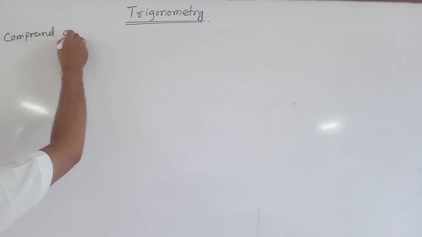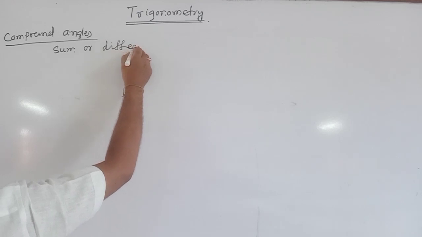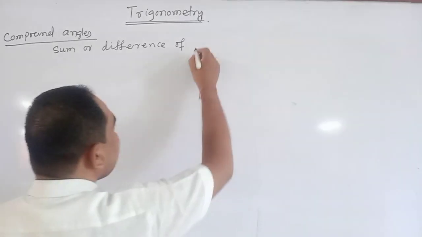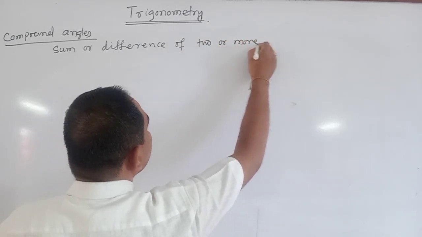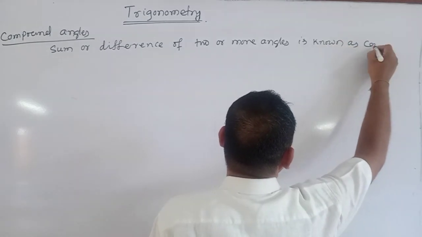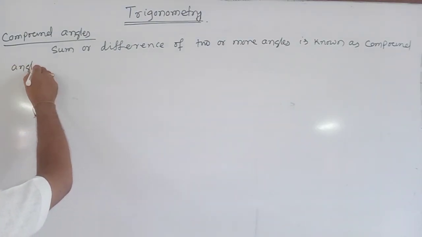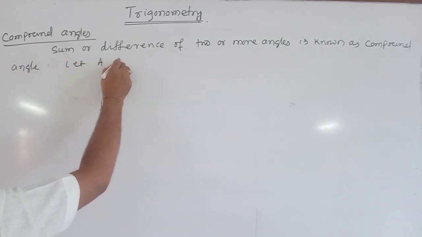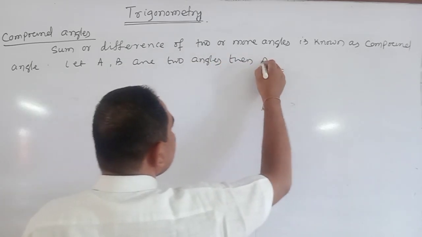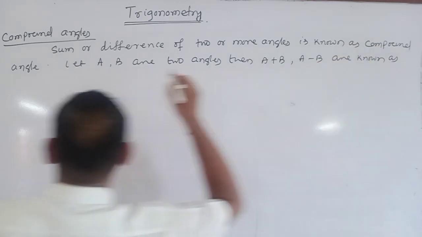Compound angles. Sum or difference of two or more angles is known as compound angle. Okay, let capital A, capital B be two angles, then A plus B, A minus B are known as compound angles.